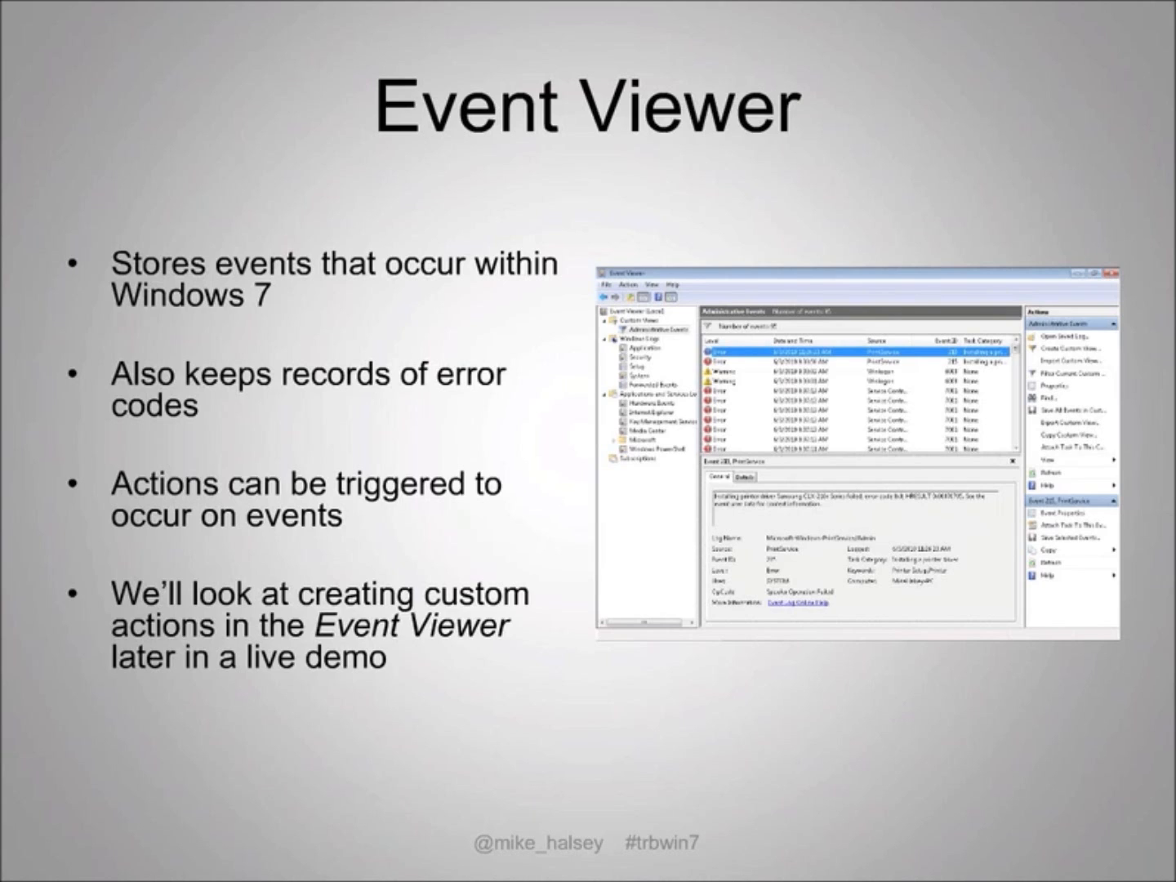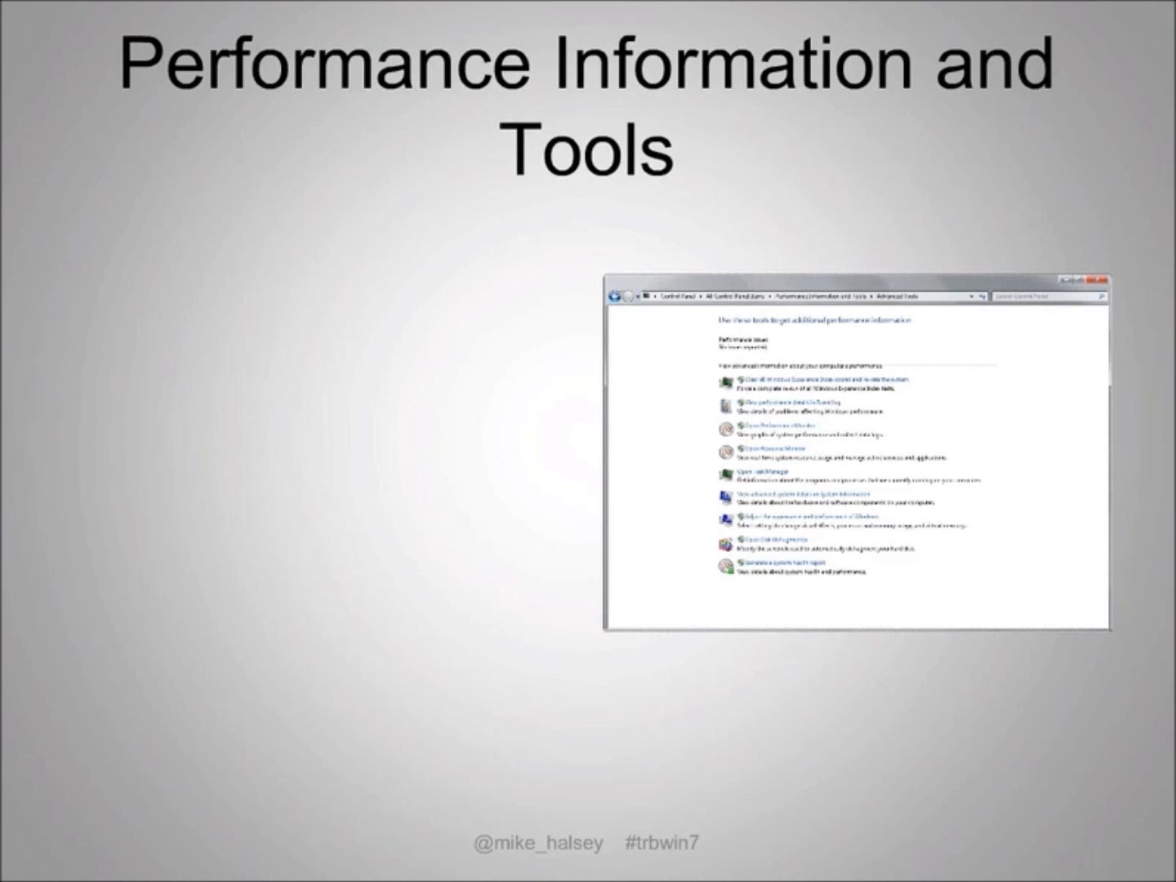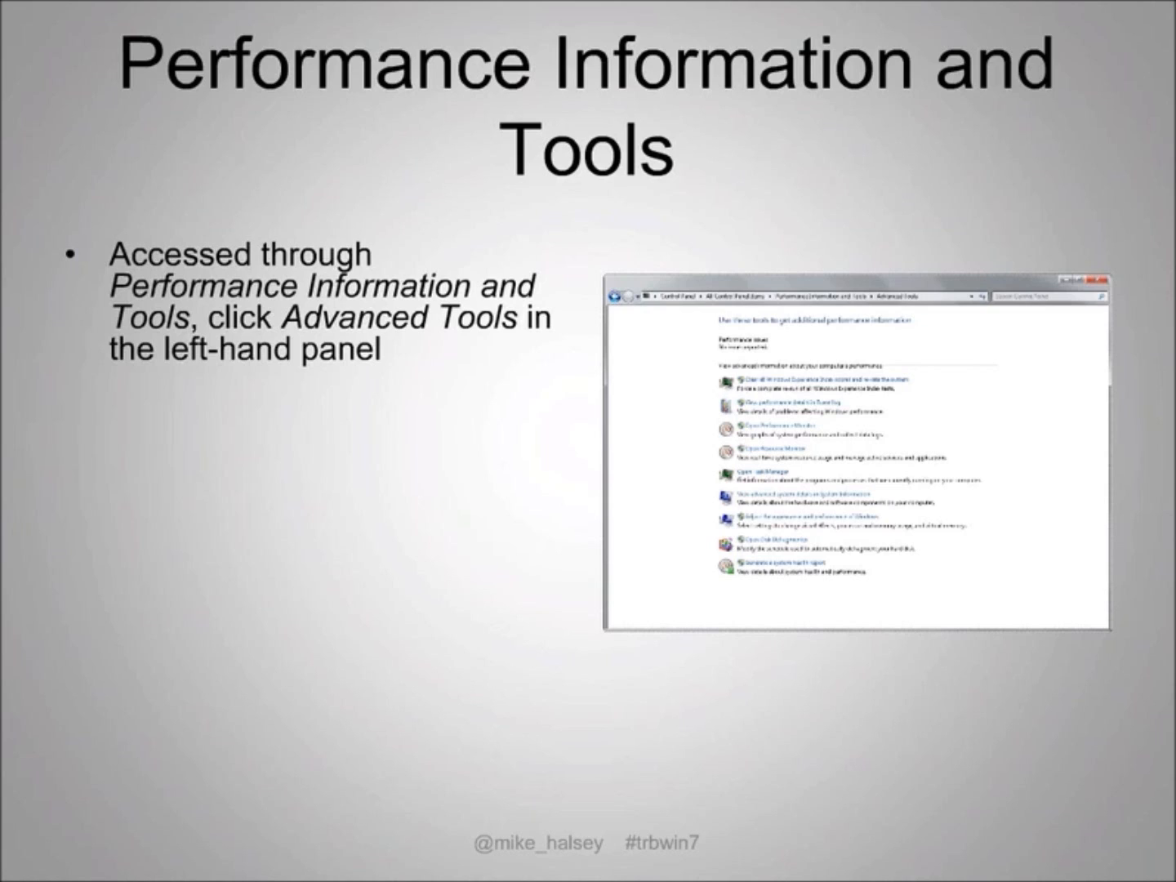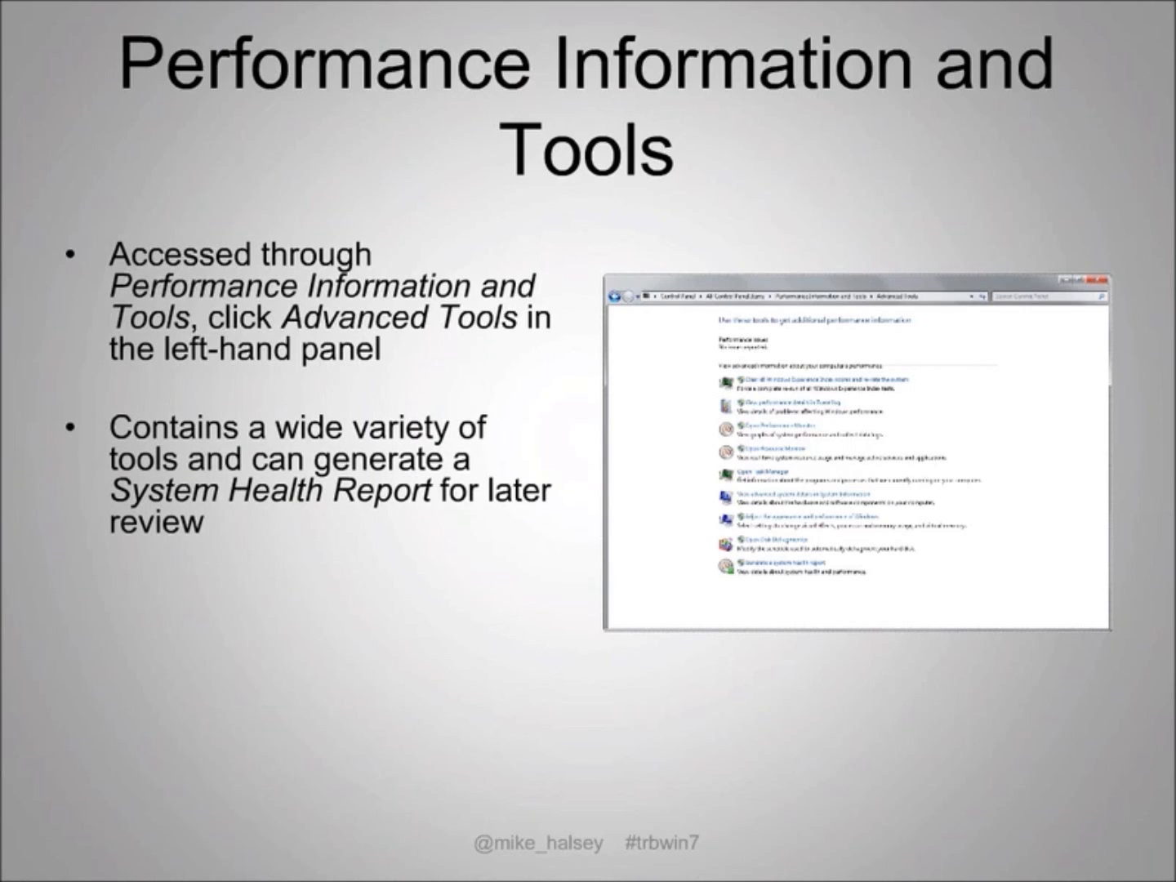Now, performance information and tools can provide huge swathes of information, and this is something else we're going to have a look at. You access it by clicking Advanced Tools here in Performance Information and Tools, which you can access from the control panel. Typing performance into the search box in the start menu will get you there as well. There's a wide variety of tools, including a system health report, which is very, very useful for taking away and looking at afterwards.